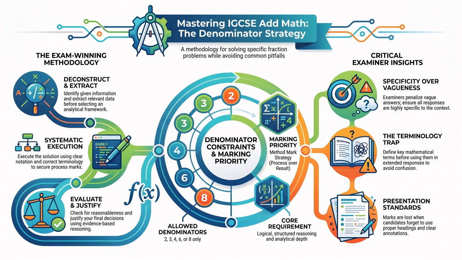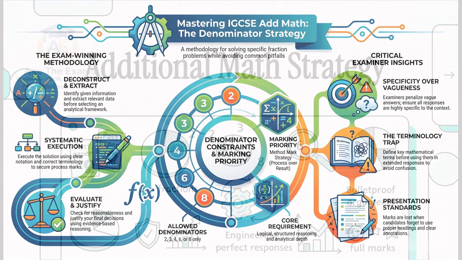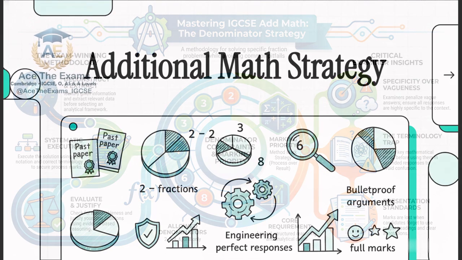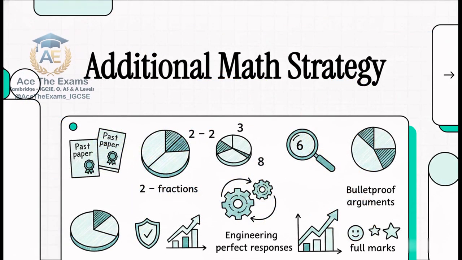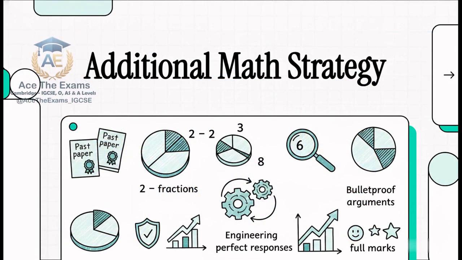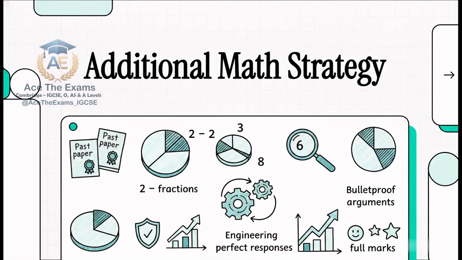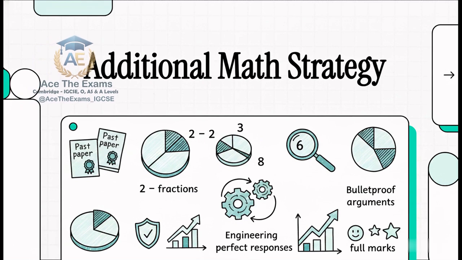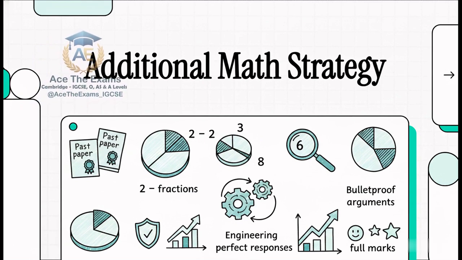Welcome to this explainer. Today, we're doing something a little bit different and honestly incredibly exciting. We are decoding a highly specific but absolutely crucial strategy for your exams, mastering fractions with denominators of 2, 3, 4, 6, or 8 in Cambridge IGCSE Additional Mathematics.